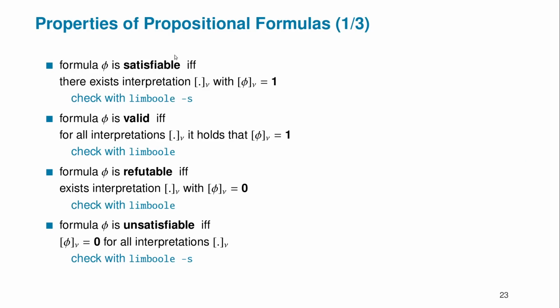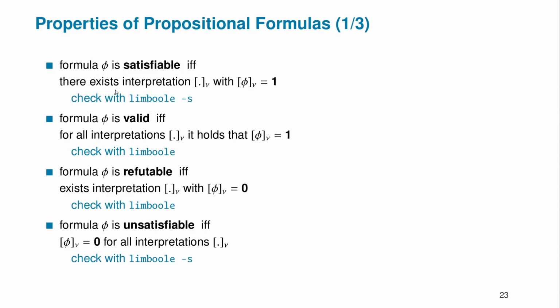We call a formula satisfiable if and only if there exists an assignment under which the formula evaluates to true. We call a formula valid if it evaluates to true under all assignments. We call a formula refutable if there is an assignment under which it evaluates to false, and we call a formula unsatisfiable if there is no assignment under which the formula evaluates to true. So for all assignments the formula evaluates to false.